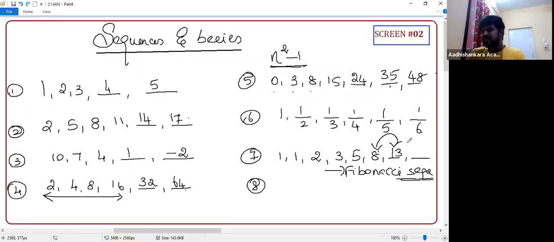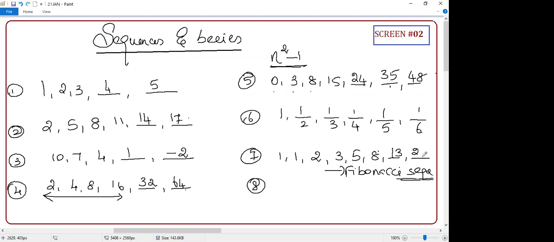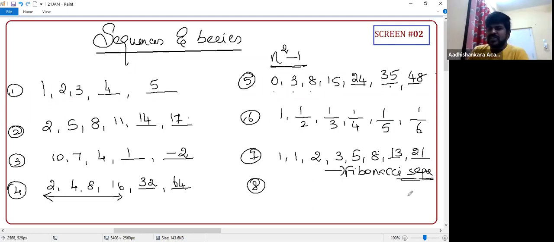Next, 21. Guys, Google it, students. How come you guys missed it? I really don't know. By nature, every nature creation follows these numbers. You can count the number of leaves, it follows this ratio. If you see the number of seeds in anything, it will follow.